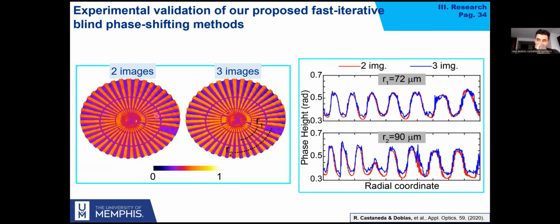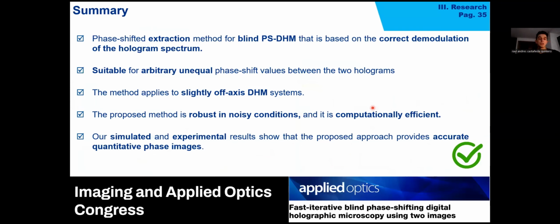So in this figure, we compare the outcomes obtained using a star target. These are the 3D phase profiles from a star target. In order to create a quantitative comparison, we create two profiles in two different zones, R1 and R2. And they are the profile using two images, the red line, and using three images, the blue line. So it's possible to notice that the phase that we are obtaining with the two implementations is almost the same, right?